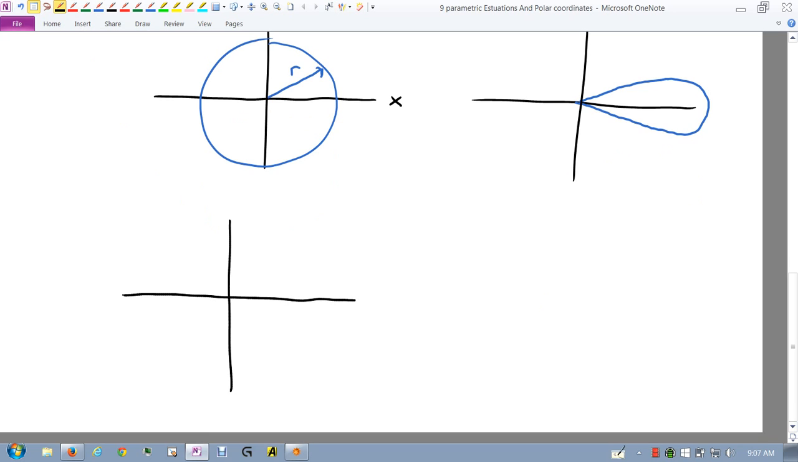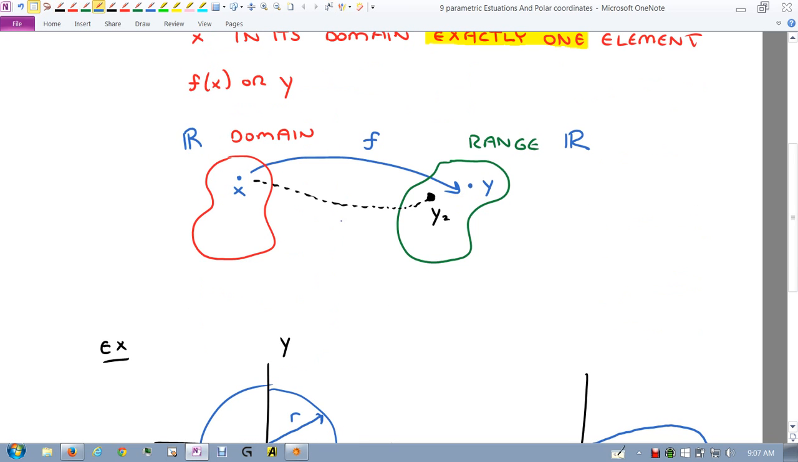Instead of looking at a function that takes in a number and spits out a number, like the one above, I'll write it up here. This right here takes a number in and spits a single number out, right? That's what happens with that function. Number in, number out.